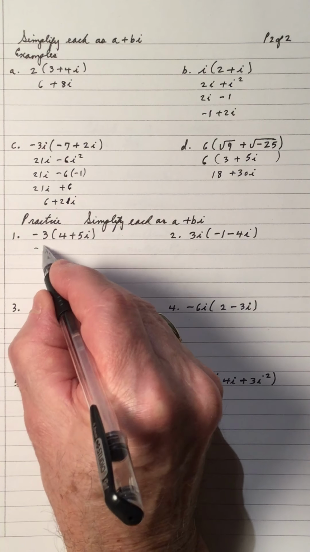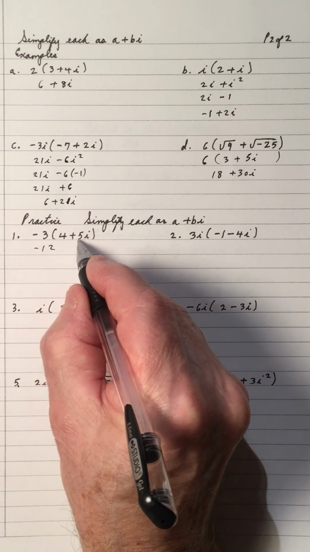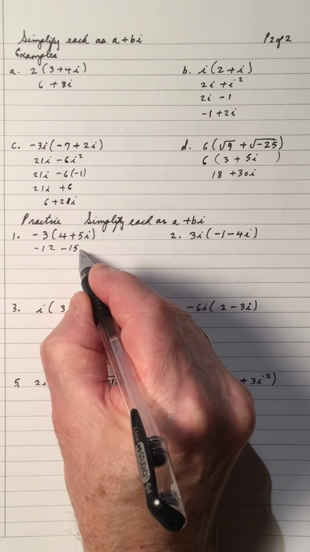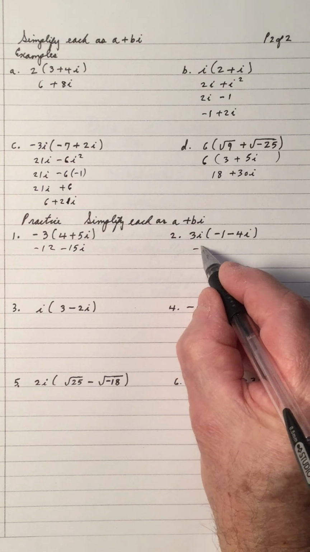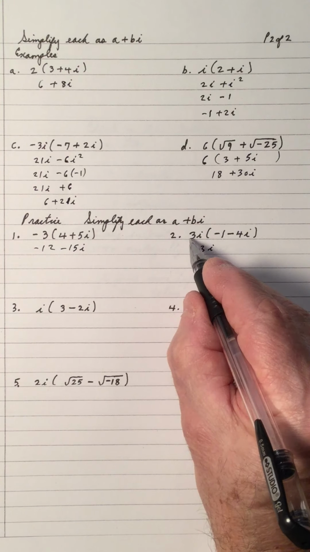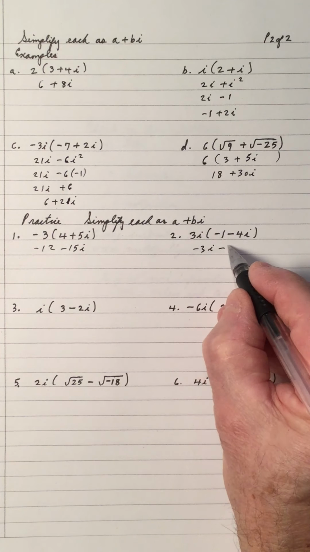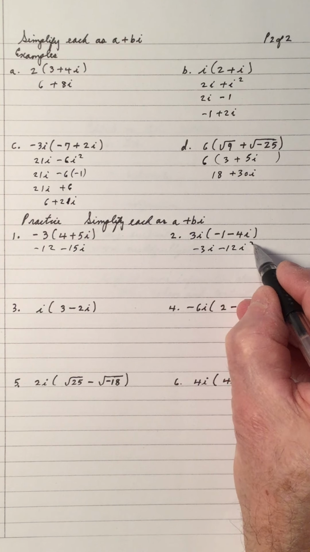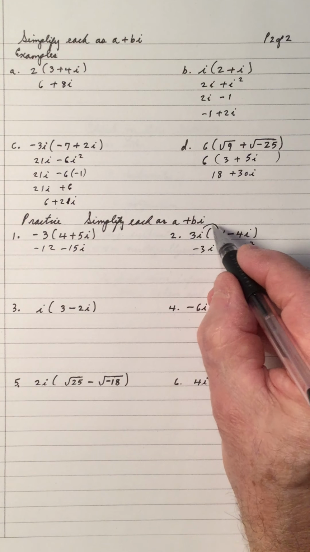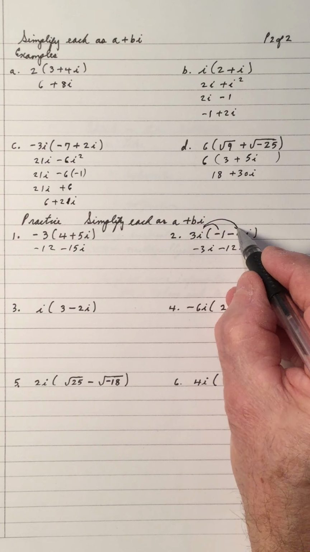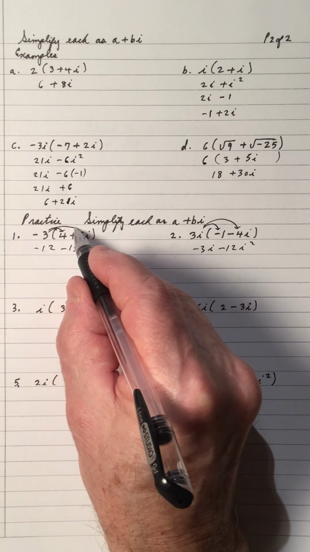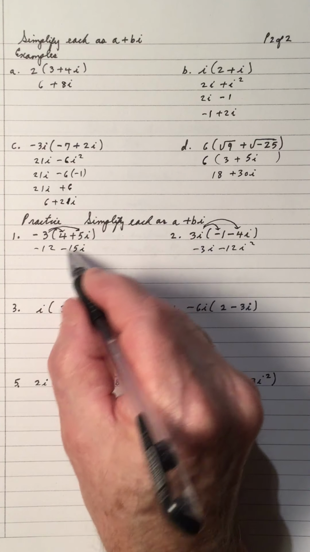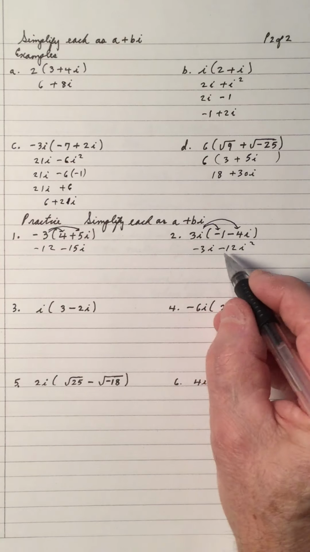Negative 3 times 4 is negative 12. Negative 3 times 5i is negative 15i. 3i times negative 1 is negative 3i. 3i times negative 4i is negative 12i squared. Notice you're multiplying that, and then that. That's the way I'm multiplying: negative 3 times 4, and then I multiply negative 3 times 5i.